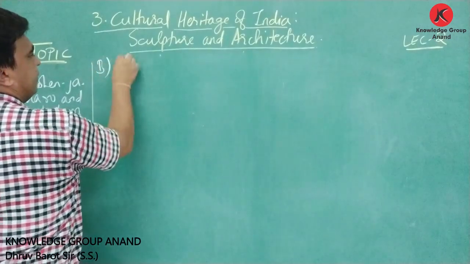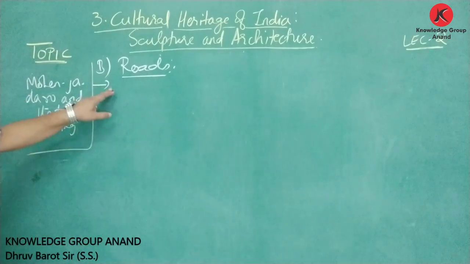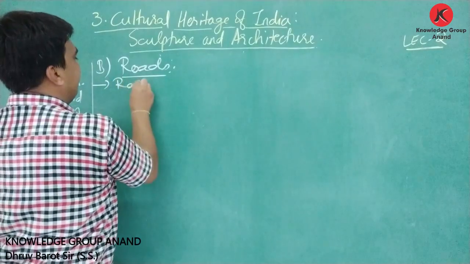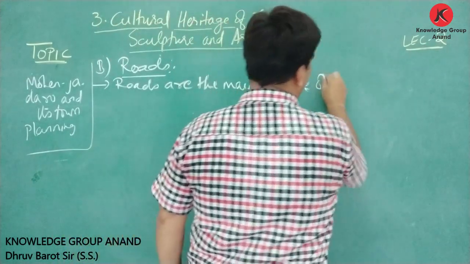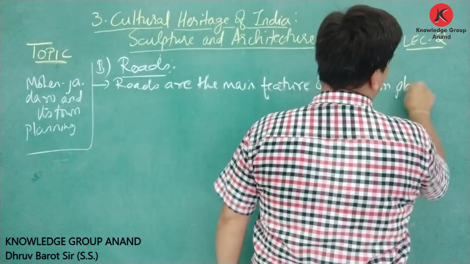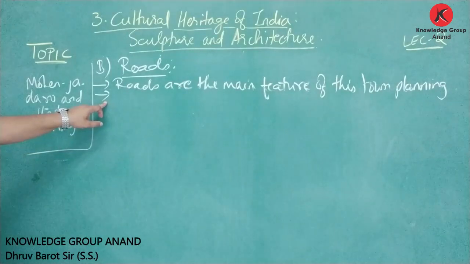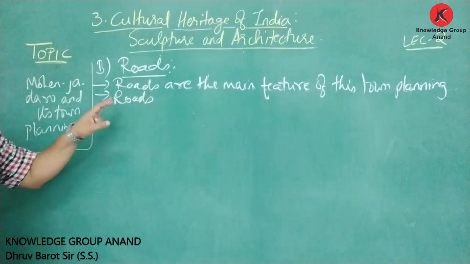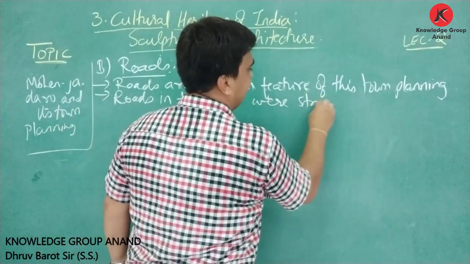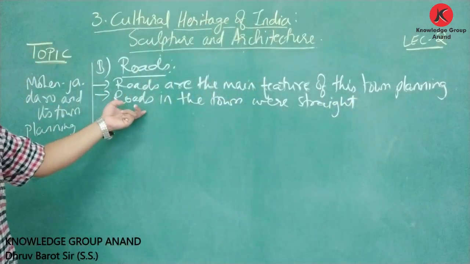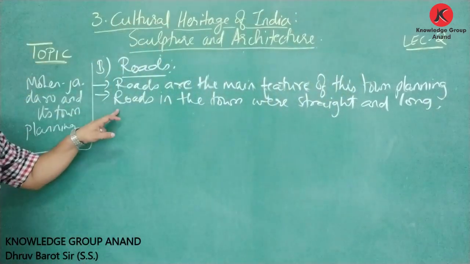Now friends, let us understand the second part of the town planning, that is the roads of Mohenjo-daro. Roads are the main feature of this town planning. As we discussed earlier, roads in the towns were straight and long as well.